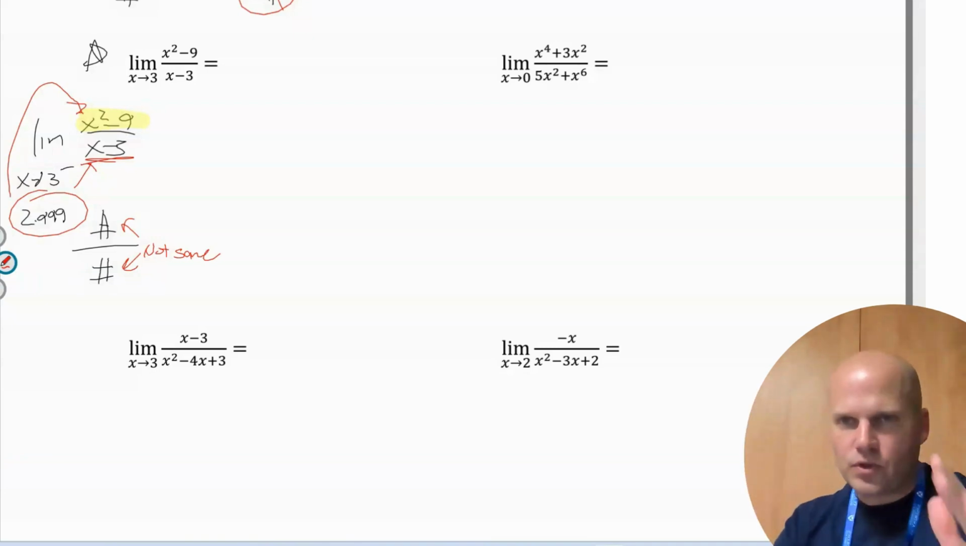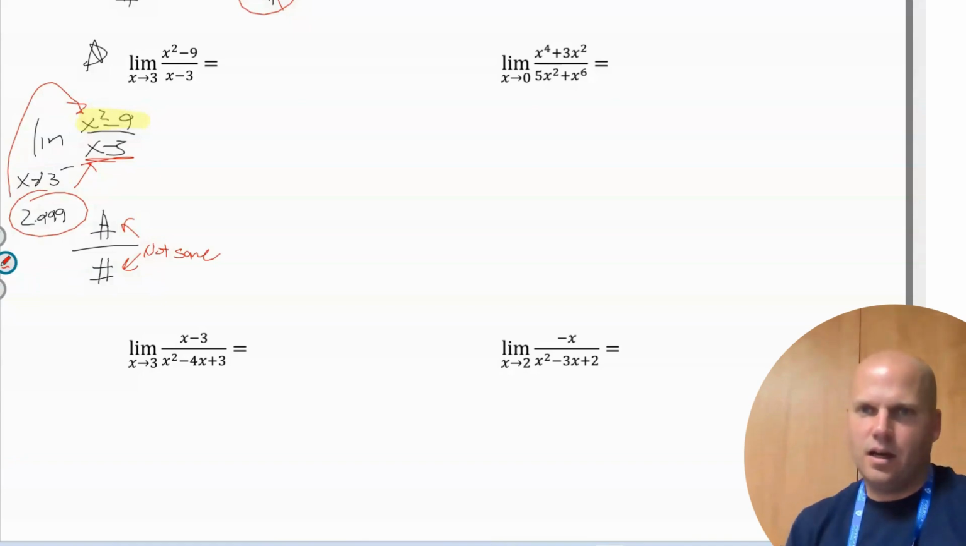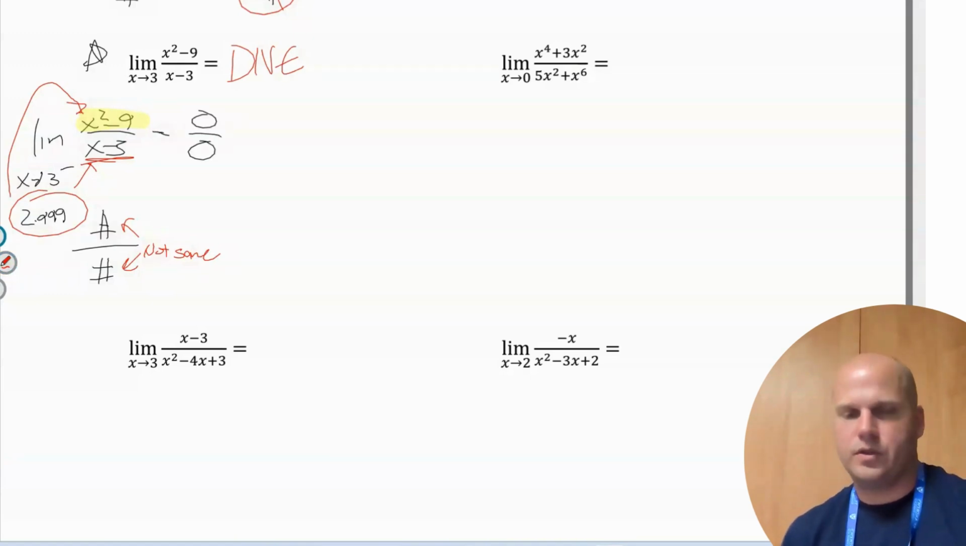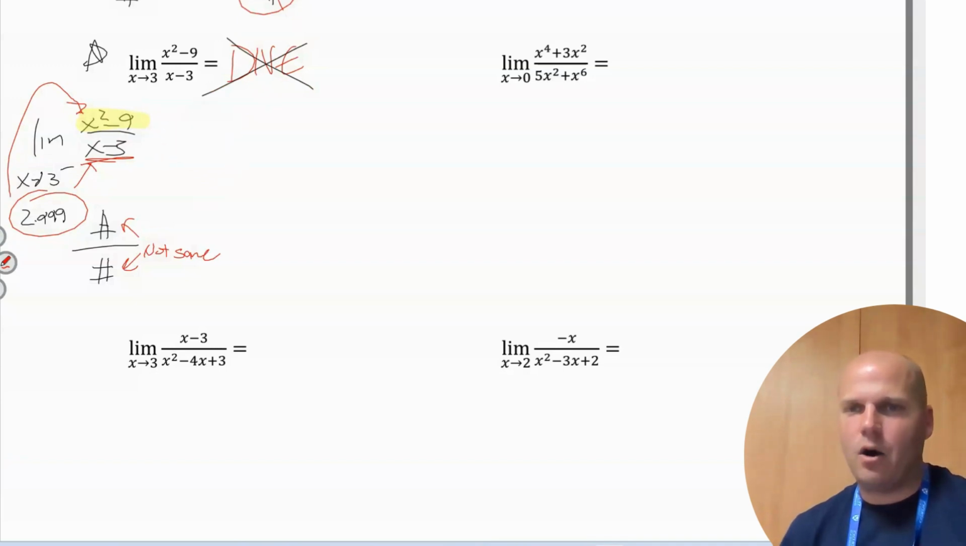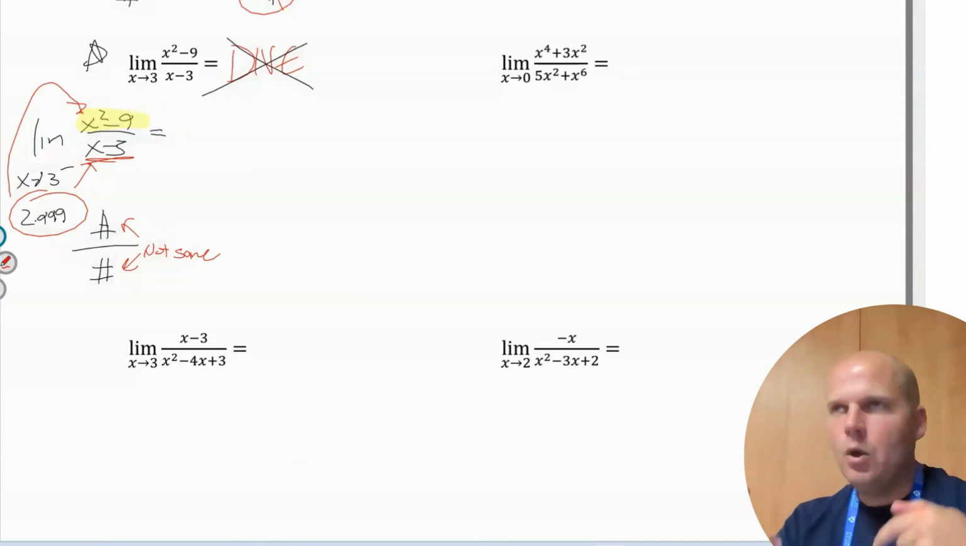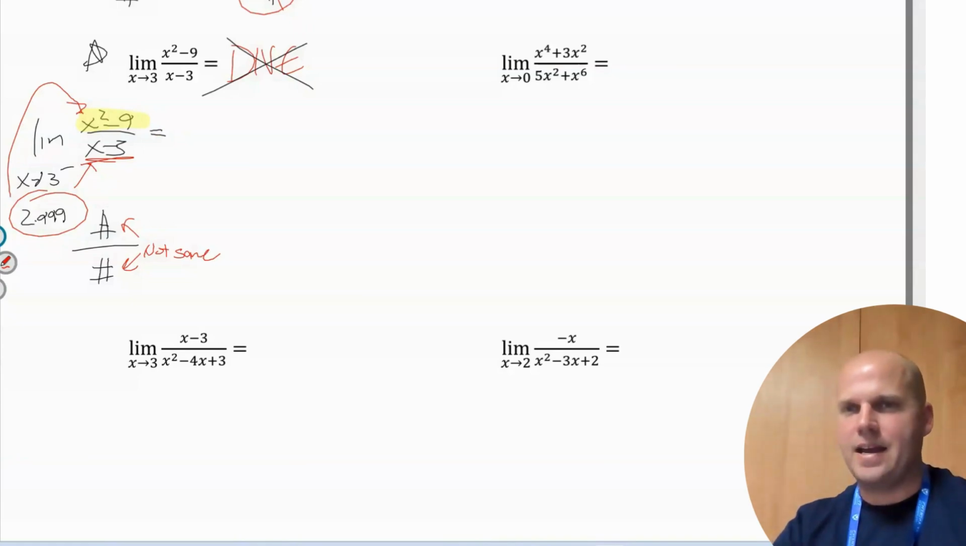But don't say this limit doesn't exist. A lot of people are like, oh, therefore it does not exist, because if I do plug in 3, I do get 0 over 0, and 0 over 0 is bad, so my answer does not exist. Wrong. Instead, we have to somehow algebraically reveal what we would get when we plugged in 2.99999.